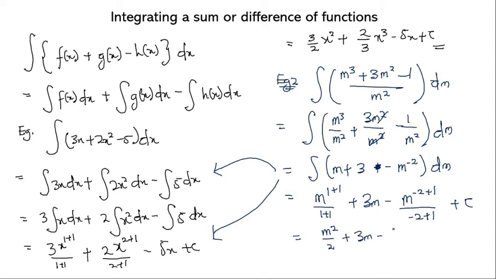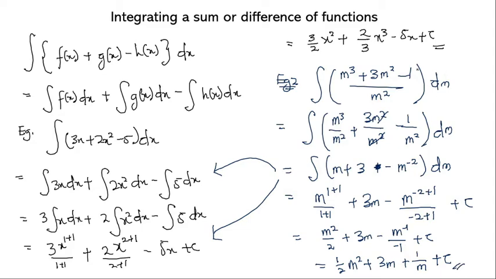then minus, this becomes m raised to the power negative 1 all divided by negative 1, then plus c. So it means my final answer will be m squared over 2, which is 1 over 2 m squared, then plus 3m. Then the negative here will cancel the negative here, so it becomes positive. So m inverse is just 1 over m, then plus c. So this is our answer after we integrate the function.